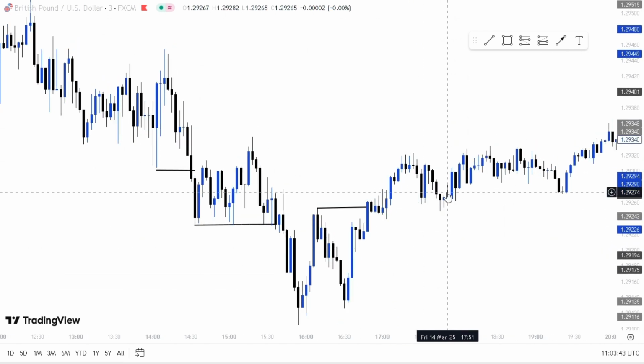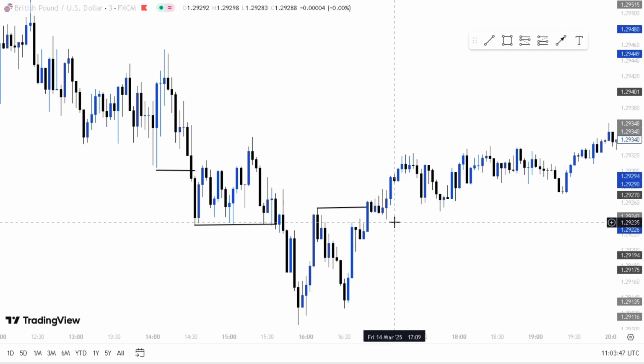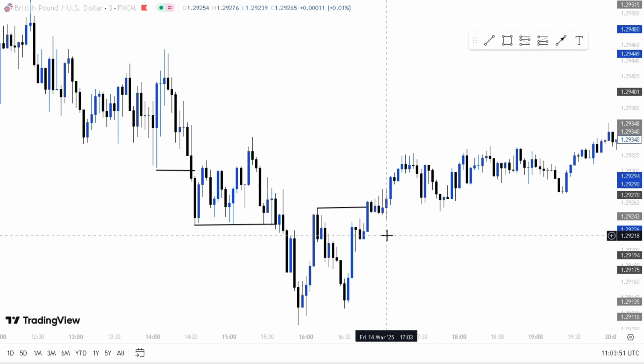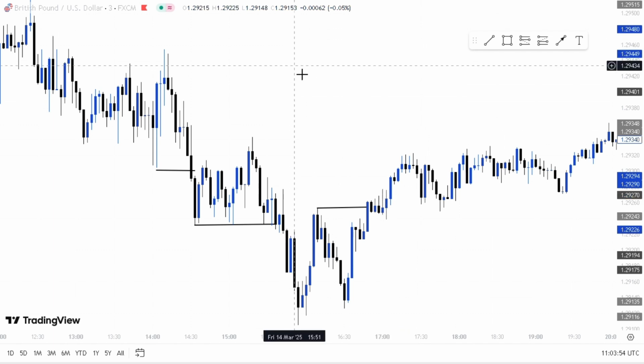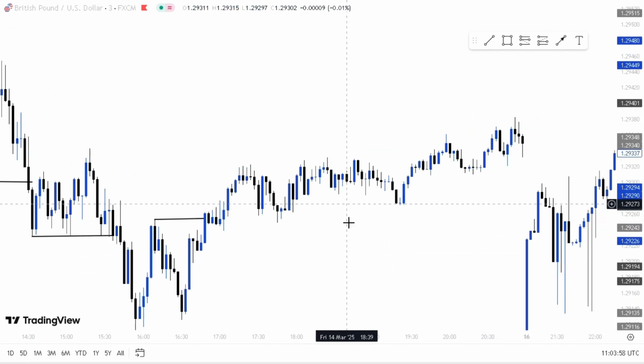Now, when we see this happen, we basically know that it's time for buys, or time for the market to reverse and go fill certain gaps up there. But yeah, it's time for buys.